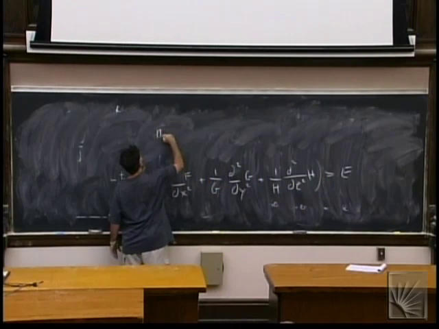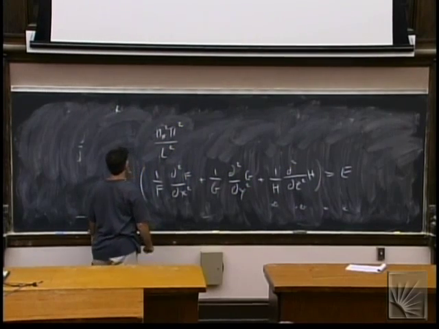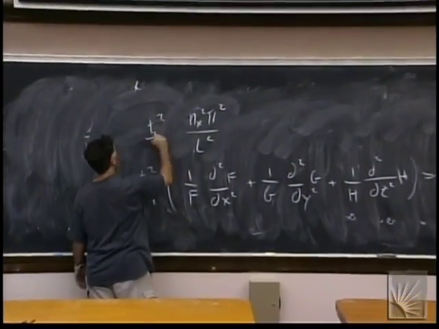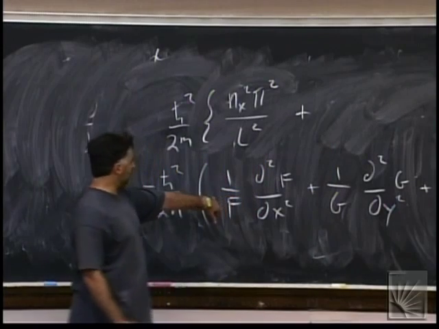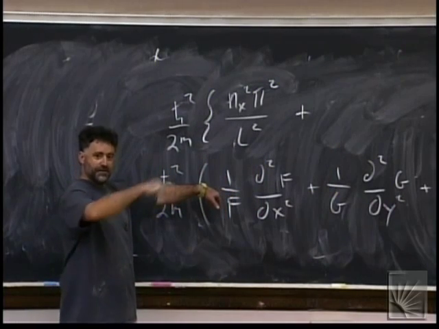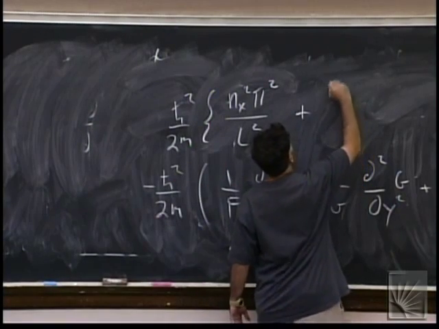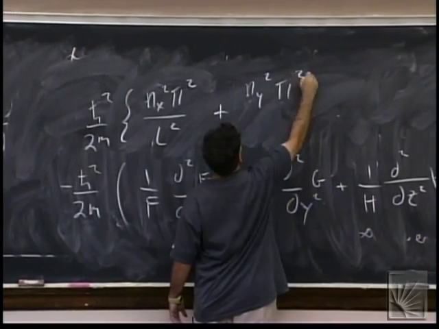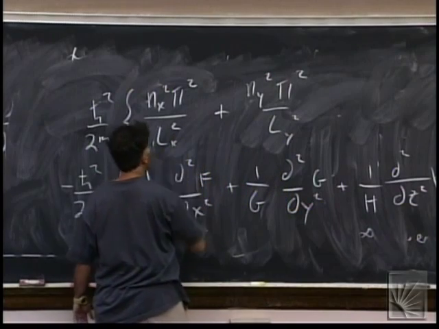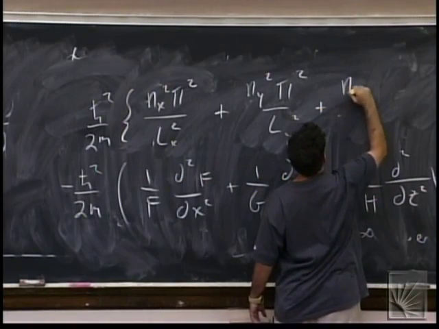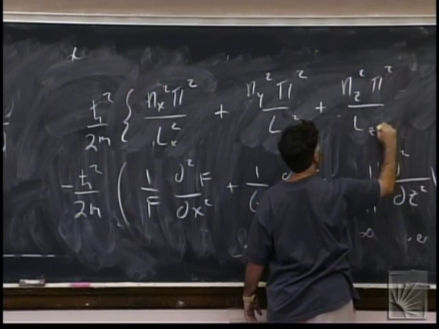for this term, n sub x squared pi squared over L squared. Let me see, there's an h bar squared over 2m. Because when you take two derivatives of the sine, you get a negative sign. It's going to cancel that negative sign out. Okay? And we're going to have n sub y squared pi squared over L sub y squared. This is L sub x squared. And we're going to have n sub z squared pi squared over L sub z squared.